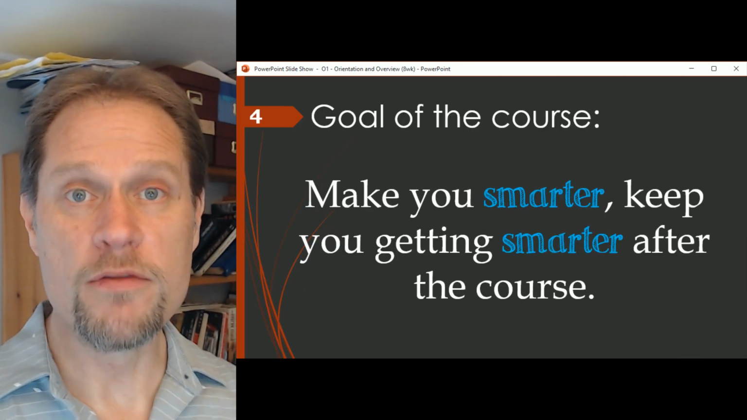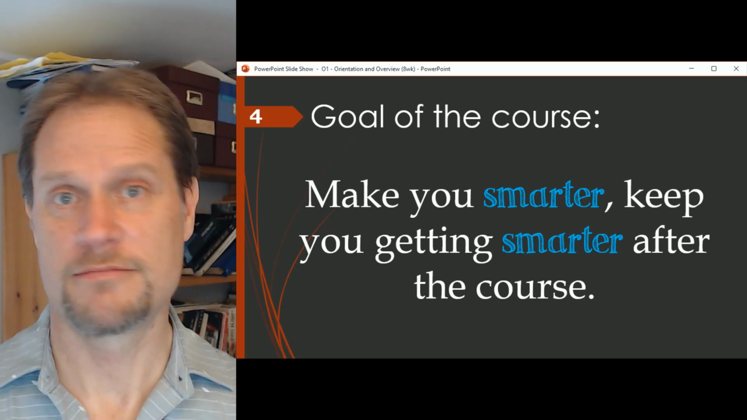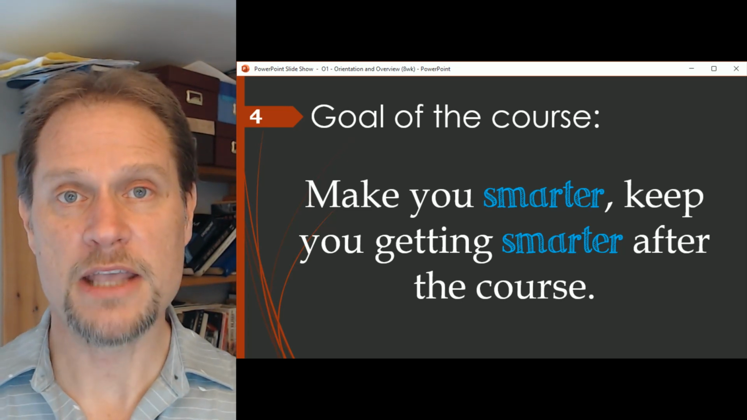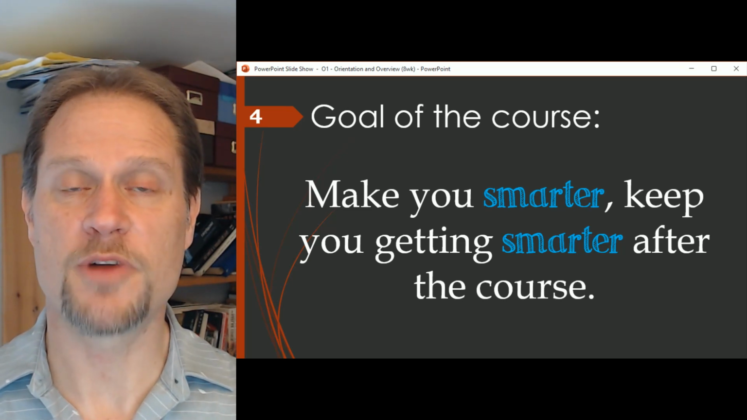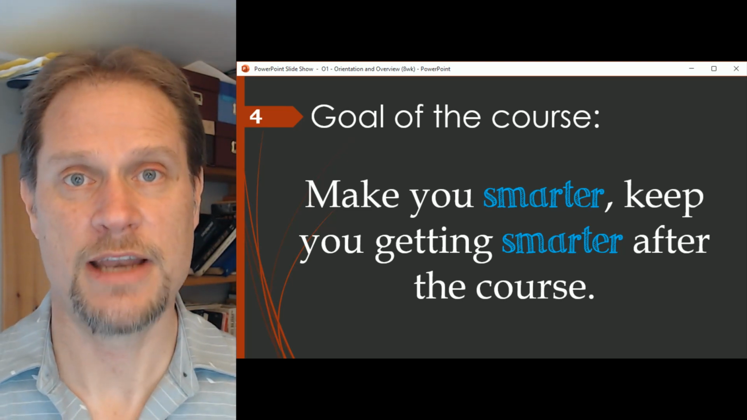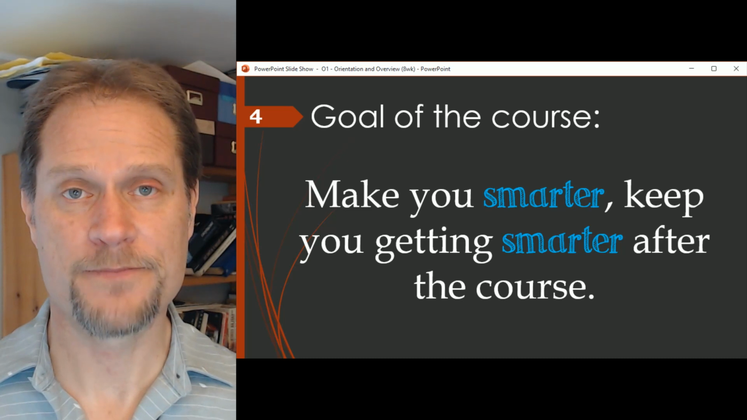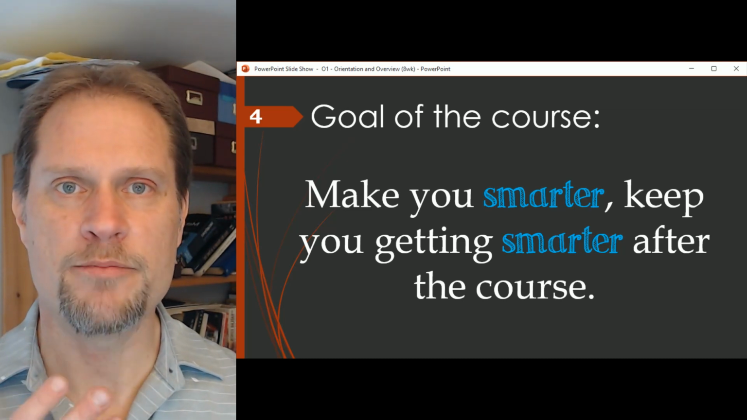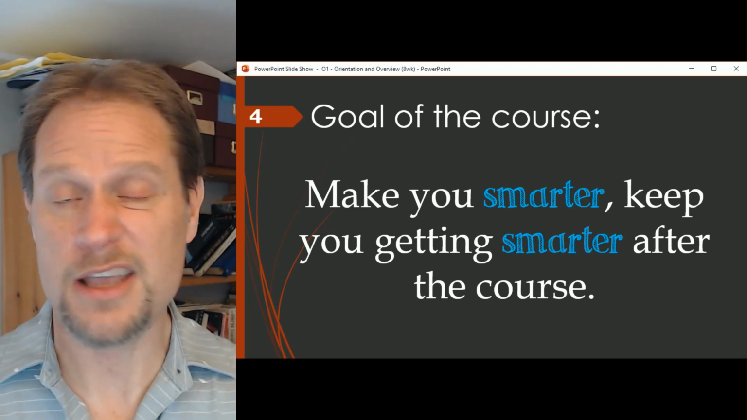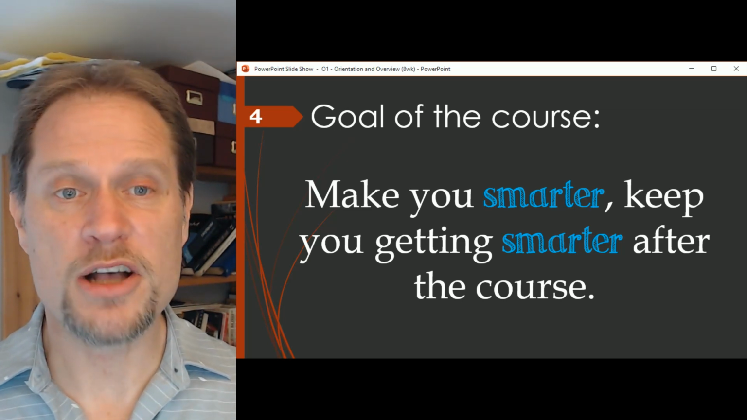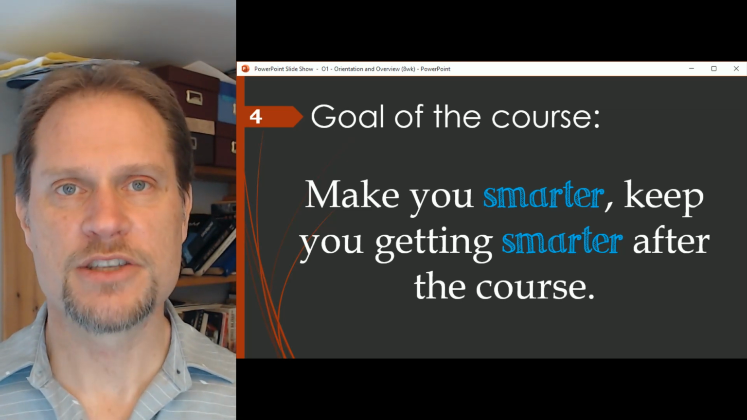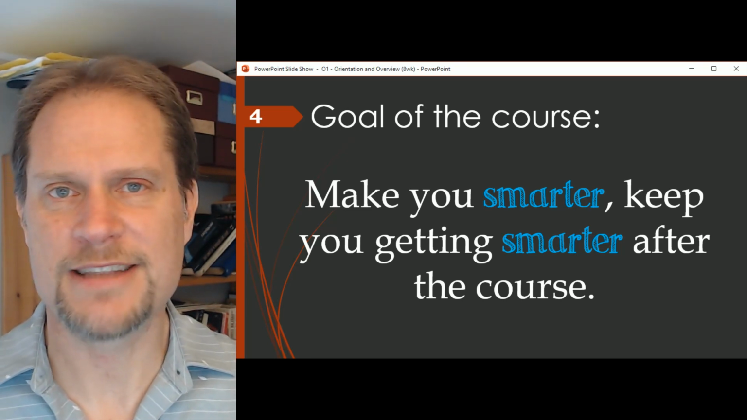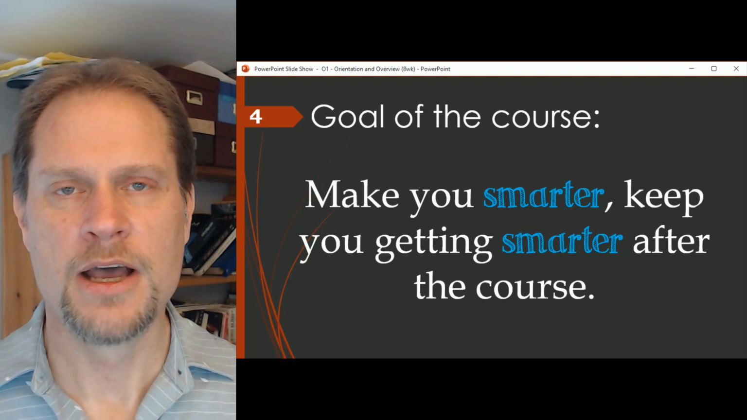So the overall goal of this course sounds more ambitious than just that. And this is what it is: to make you smarter and to keep you getting smarter after this course. Now, even when I have the luxury of teaching this course over a full 16-week term, this is an ambitious goal. In fact, I would say it's impossible. It's impossible to get measurably smarter in 16 weeks. You just can't, that just doesn't happen, right?